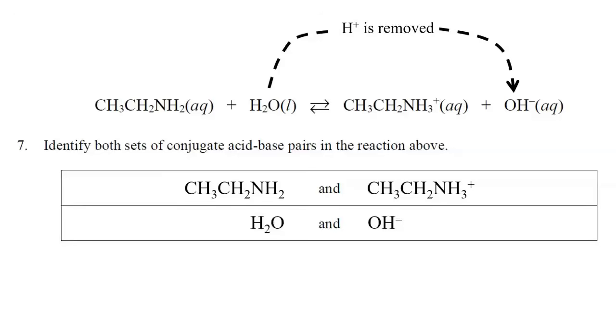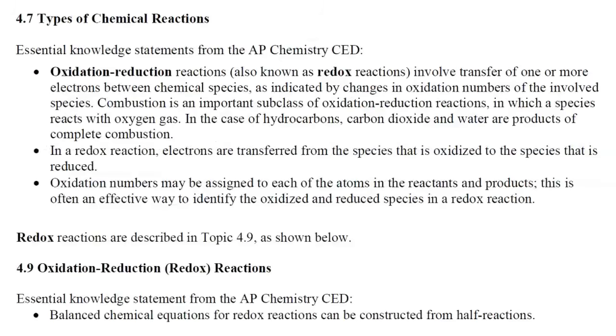Okay, now we're going to transition from acid-base reactions to oxidation-reduction reactions. So in topic 4.7, I had already mentioned these earlier in the video, but I'll go ahead and mention them again. This has to do with oxidation-reduction reactions, also known as redox reactions. They involve the transfer of one or more electrons between chemical species, as indicated by changes in oxidation numbers of the involved species. Combustion is an important subclass of oxidation-reduction reactions in which a species reacts with oxygen gas. And in the case of hydrocarbons, carbon dioxide and water are products of complete combustion.